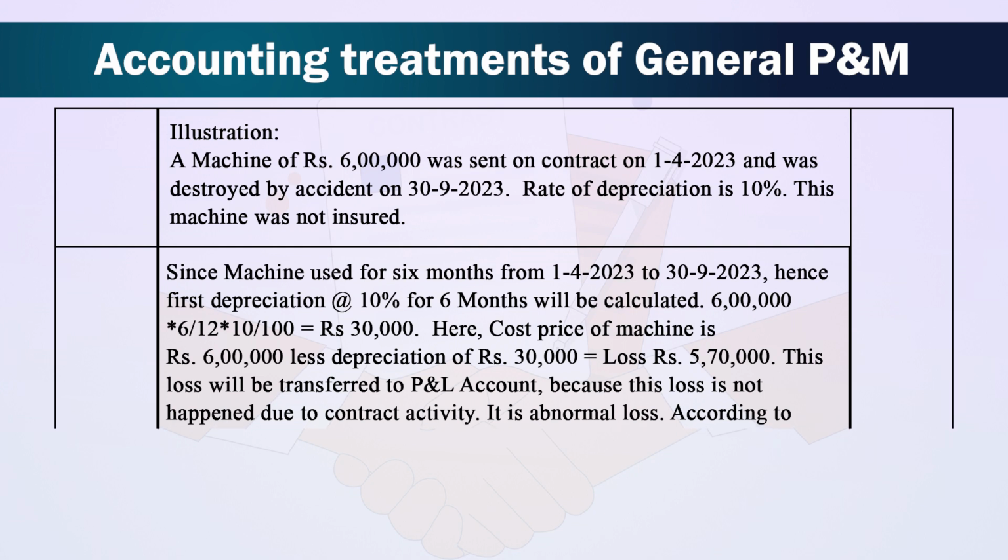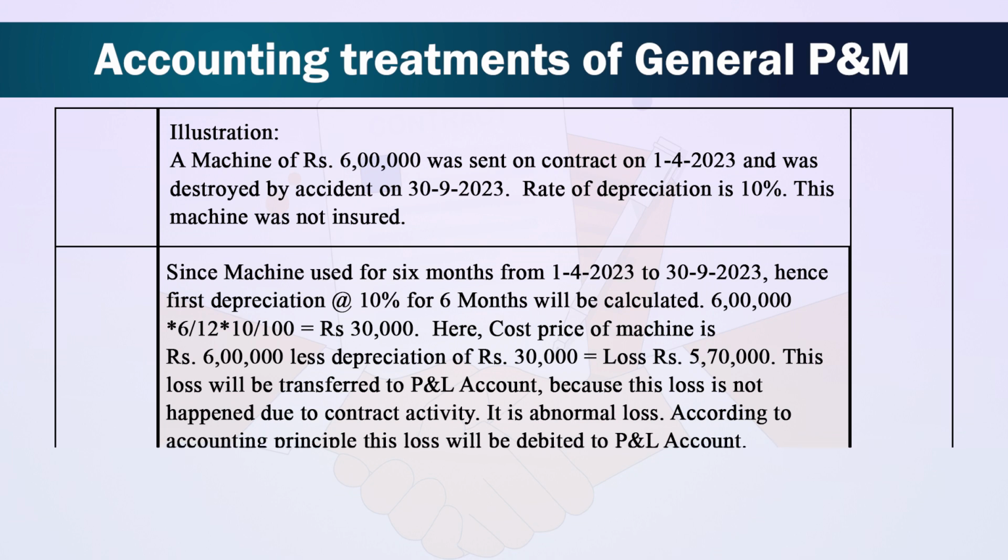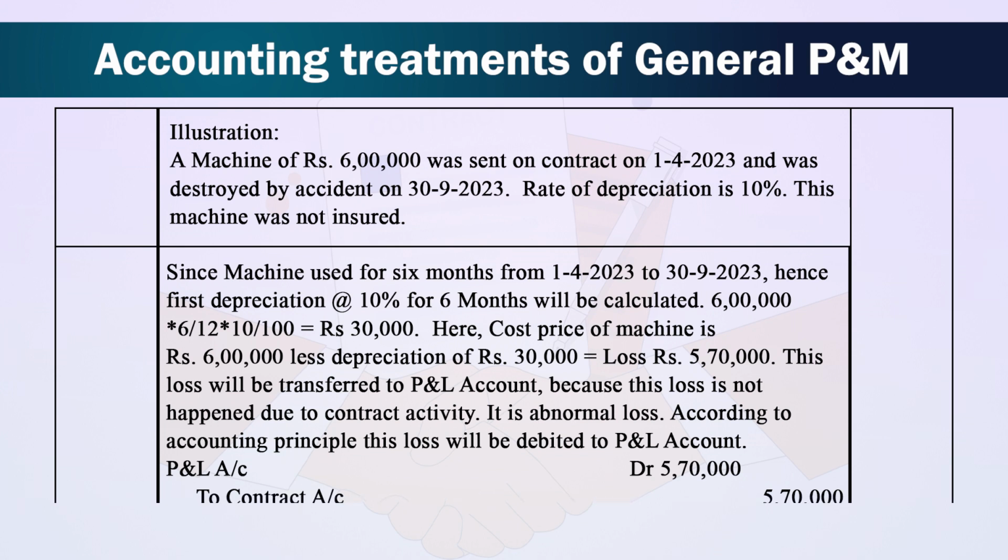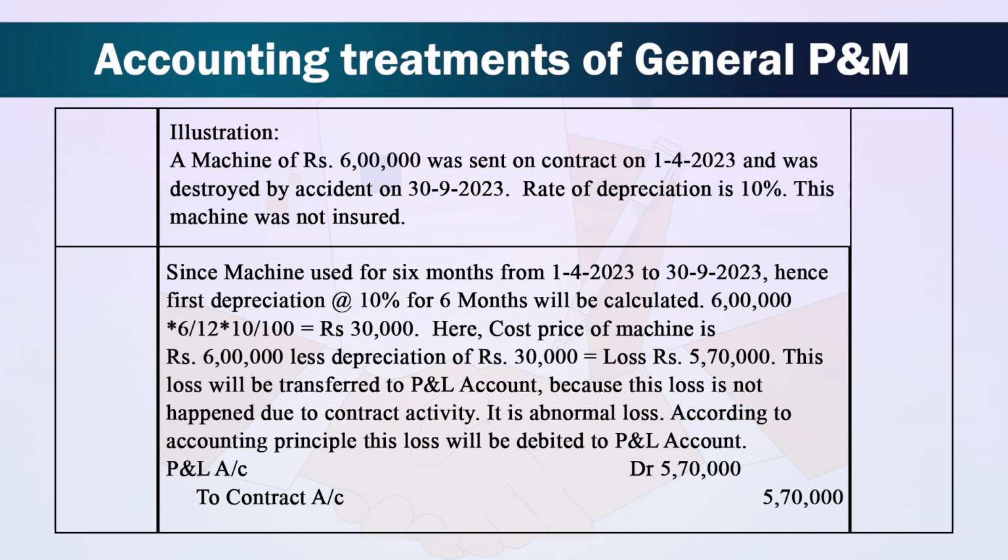Here, the cost price of the machine is rupees 6 lakh less depreciation of rupees 30,000, which is equal to a loss of rupees 5 lakh 70,000. This loss will be transferred to profit and loss account because this loss did not happen due to contract activity. It is an abnormal loss. According to accounting principle, this loss will be debited to profit and loss account. So, the entry is profit and loss account debit rupees 5 lakh 70,000 to contract account rupees 5 lakh 70,000.